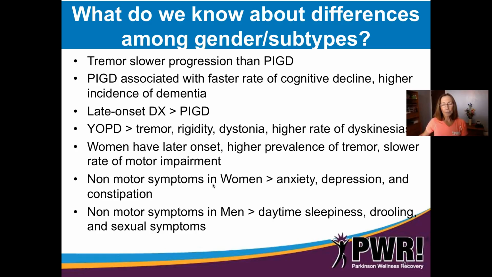The non-motor symptoms in women can be characterized more by the emotional symptoms of anxiety, depression, and constipation, which is an autonomic symptom that can occur even 25 years before Parkinson's disease. In men, the non-motor symptoms are more likely to be sleepiness, daytime sleepiness problems, drooling, and sexual symptoms. So this is all new.